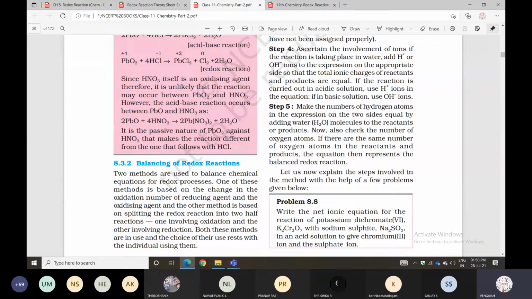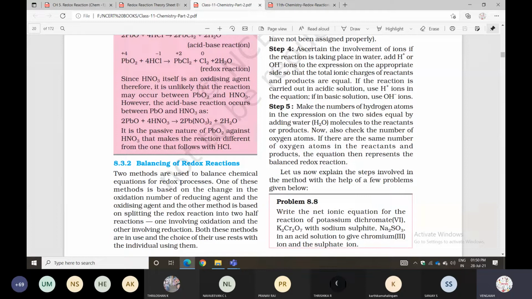Change in the oxidation number. The second one is given on splitting the redox reaction into two half reactions. So one main reaction, the skeletal, unbalanced chemical reaction, is made into two half reactions. One is the oxidation half reaction, the next one is the reduction half reaction. Yes, both those methods are used.